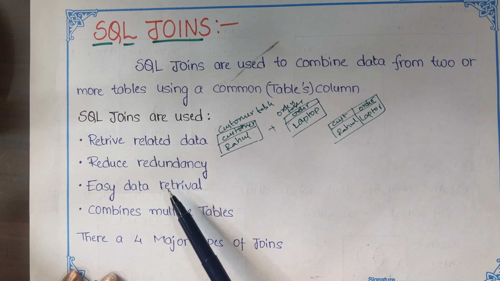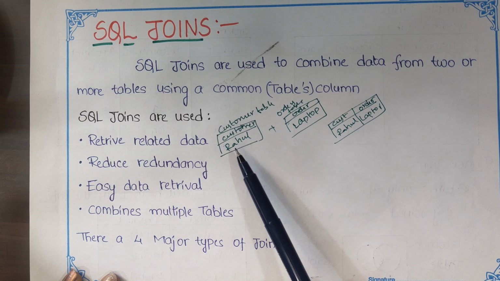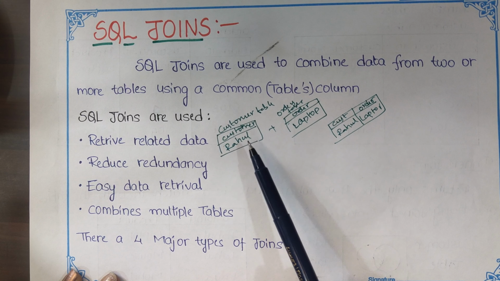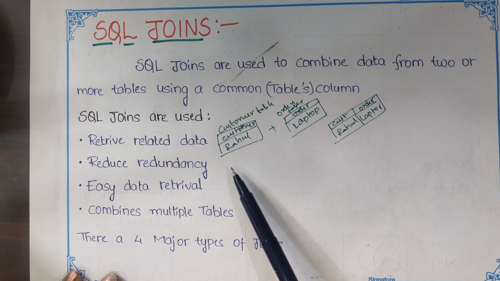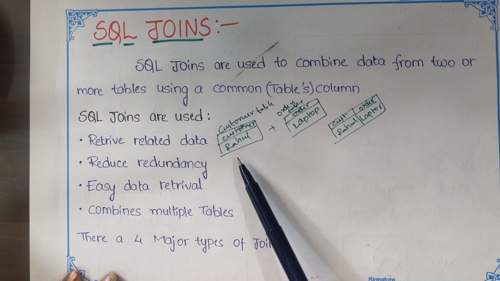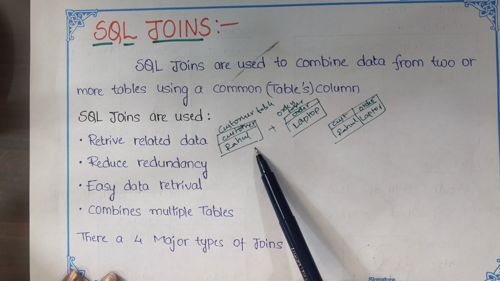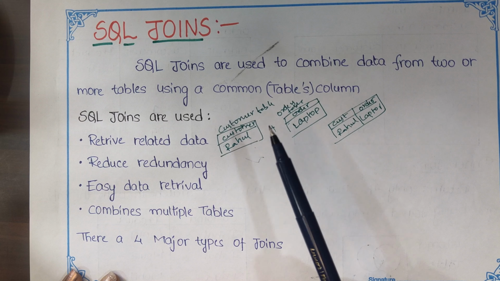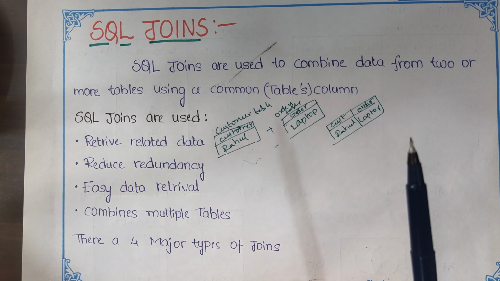Reduced redundancy. There may be a chance of a single person placing many orders, right? So if the data is filled in the single customer table only, like Rahul placed laptop, Rahul placed mouse, Rahul placed keyboard also, then Rahul's details are repeated twice and thrice, right? So this is not preferable. This may lead to duplicate data. To reduce that duplicate data, we use SQL Joins.